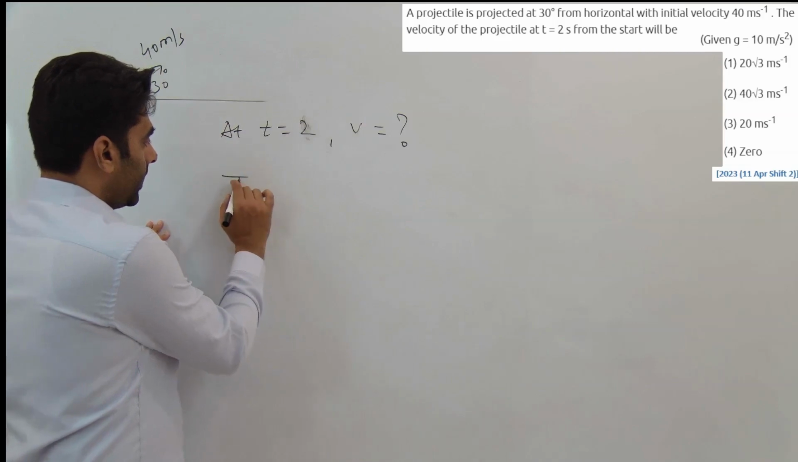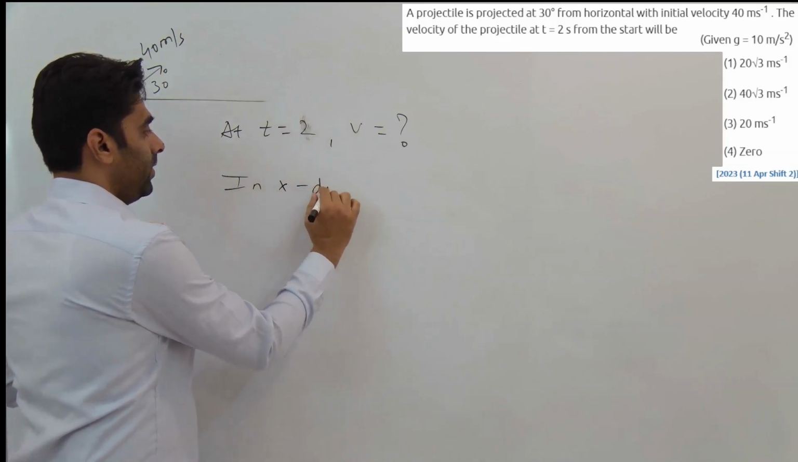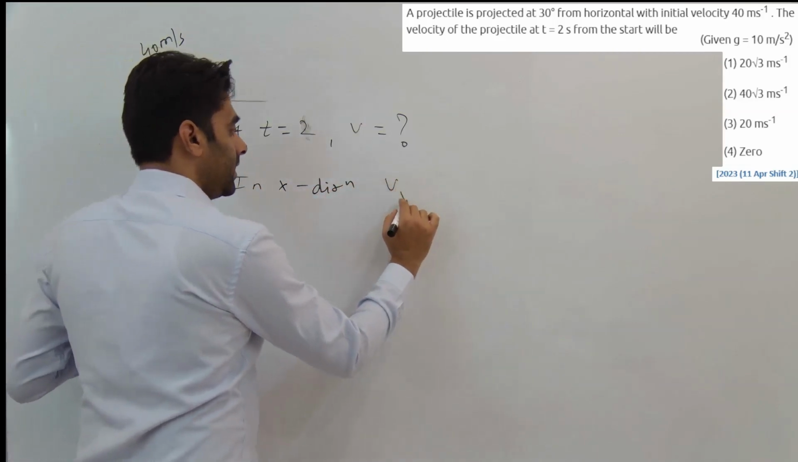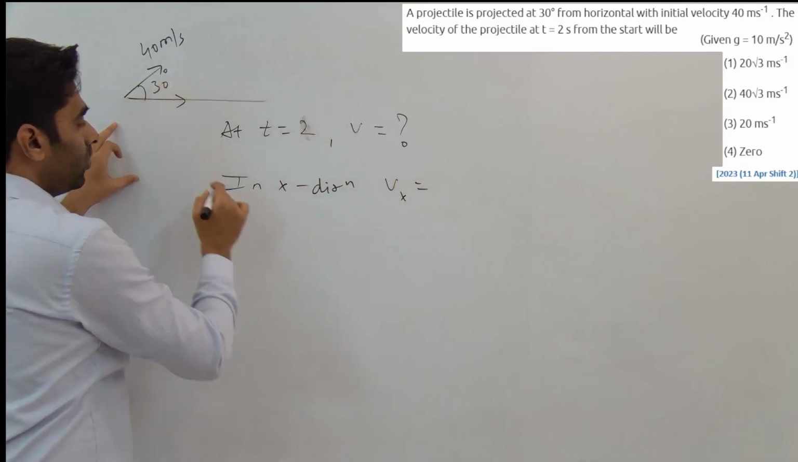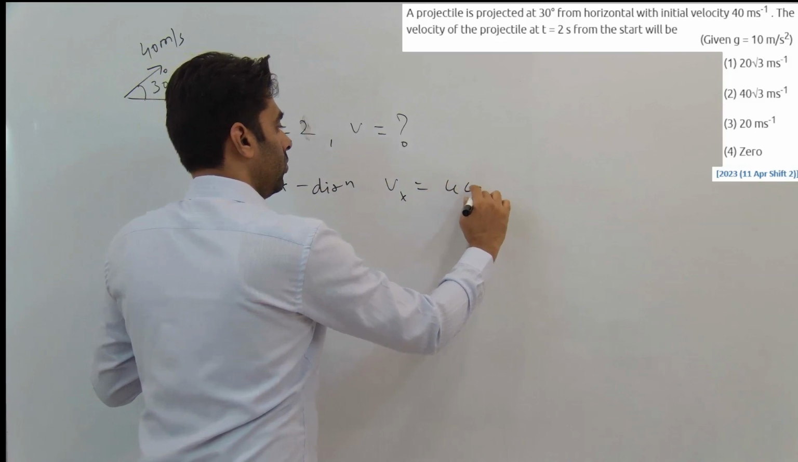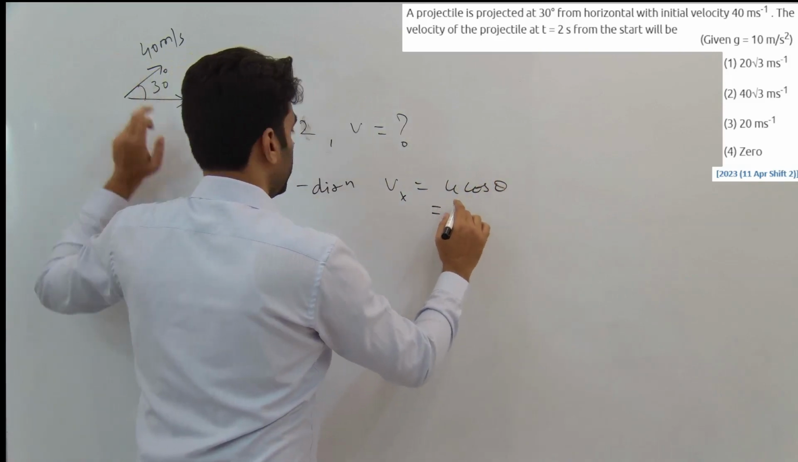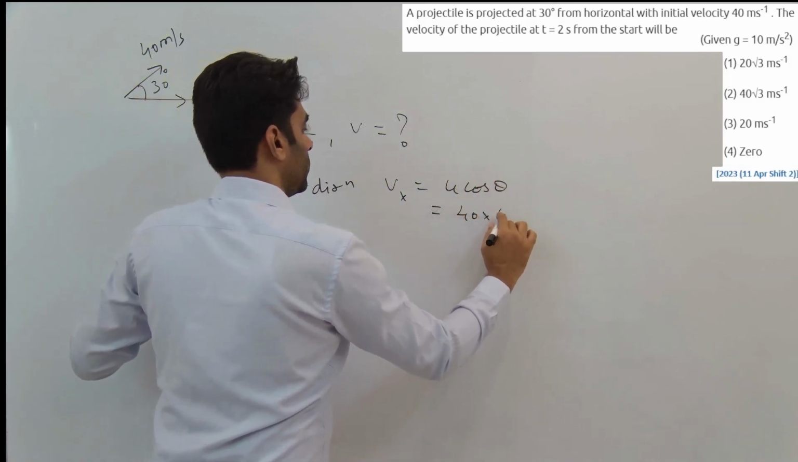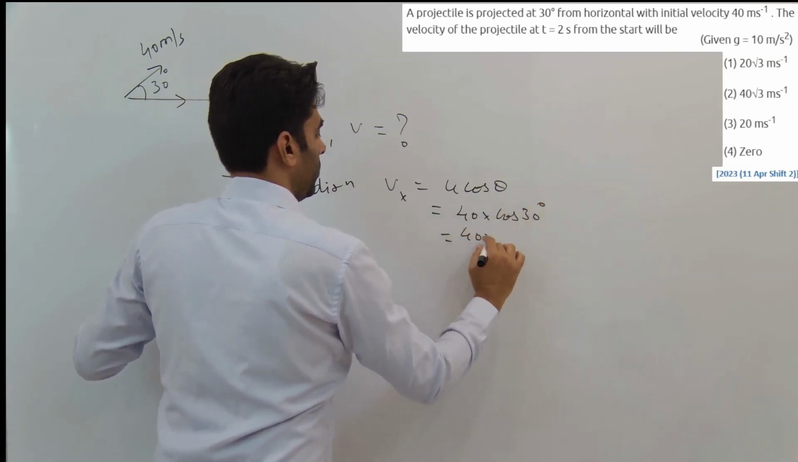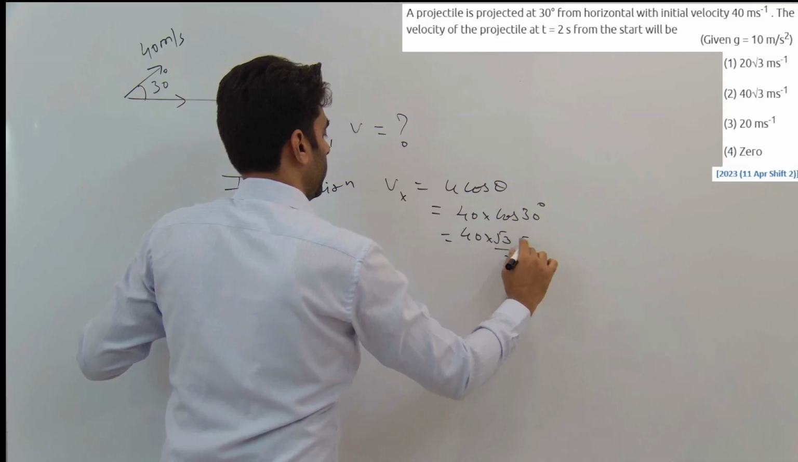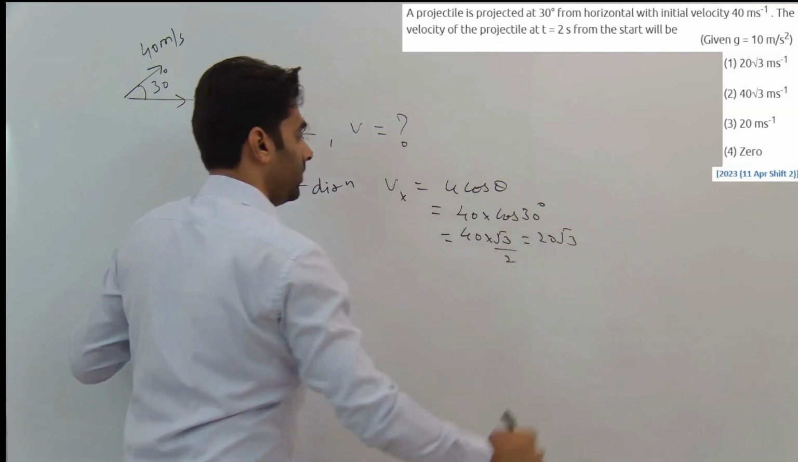So in x direction, if we find out, what can we write? In x direction, velocity always remains constant. So vx value will be nothing but u cos theta. How much is our u? 40 into cos of 30. That implies this comes out 40 into root 3 by 2. So 20 root 3. Right? This is in the x direction.